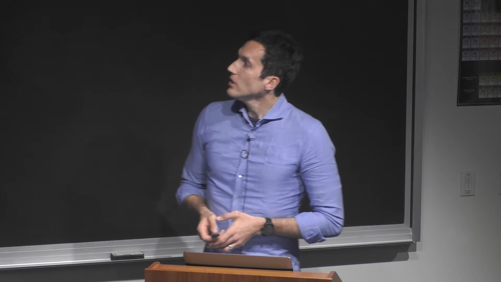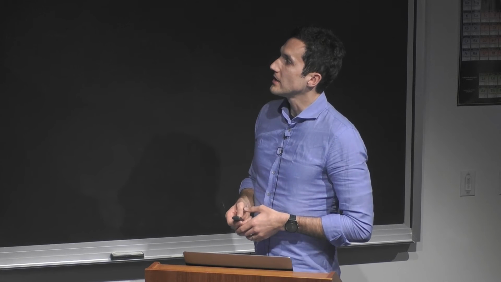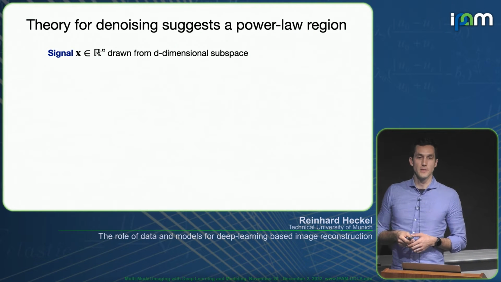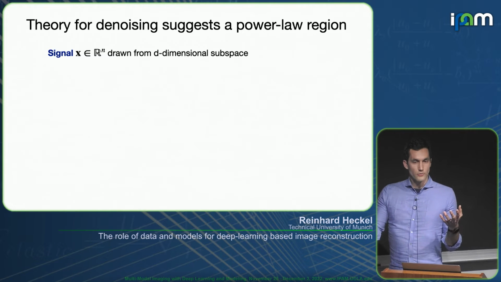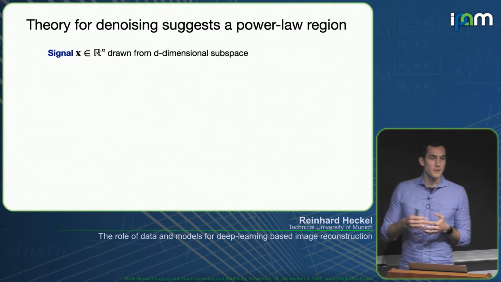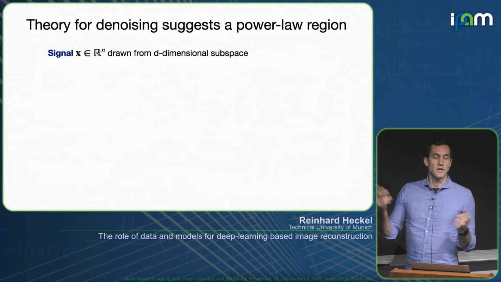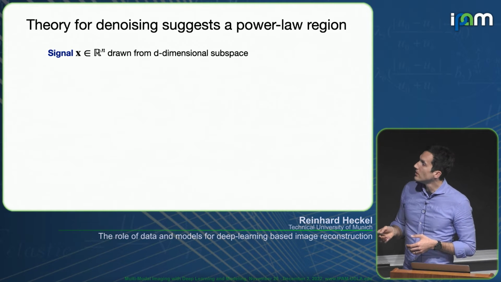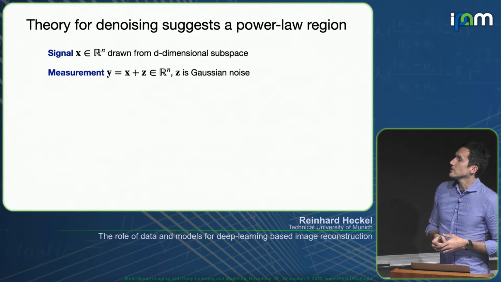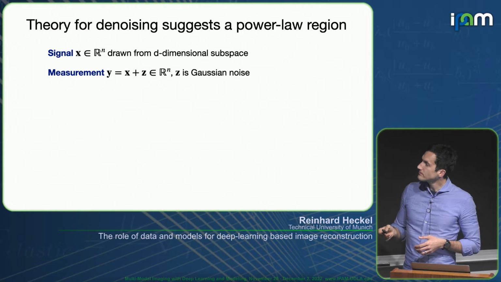Now let's see what kind of behavior we would expect. Let's look at a very simple model. Say we have a signal X drawn from a d-dimensional subspace. In reality, we have an image X, a natural image, which is hard to model, but a subspace is just some low-dimensional model. So X comes from some d-dimensional subspace. Then we take a noisy measurement: Y equals X plus Z, where Z is Gaussian noise.